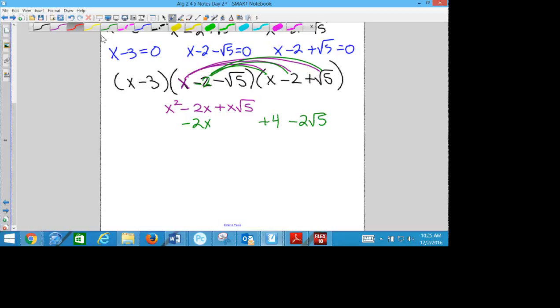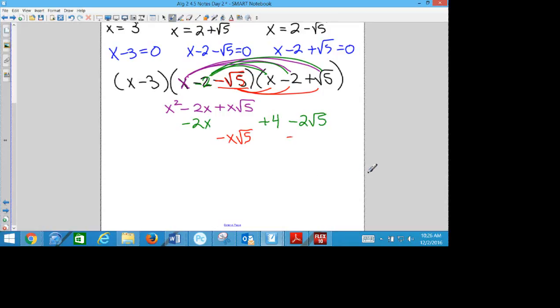All right, and then we're going to do minus square root of 5 times everything in that one. So when I do minus square root of 5 times x, I get minus x square root of 5. So I put it under the other x square root of 5. They're like terms. Then I do minus square root of 5 times minus 2.